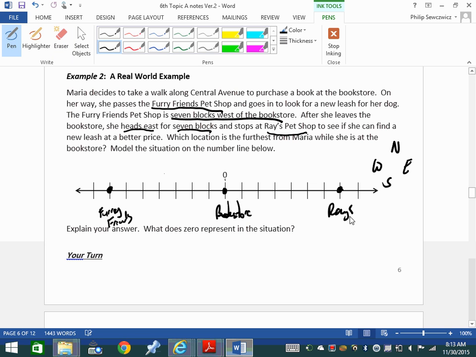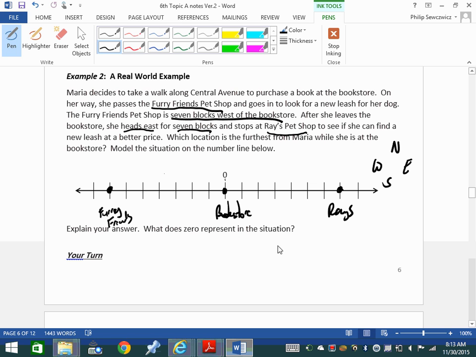This is one of those problems where you have to go back and forth. She decides to take a walk along Central Avenue to purchase a book. On her way, she passes Furry Friends and goes in to look for a new leash for her dog. Furry Friends is 7 blocks west, so that's 7 there. After she leaves the bookstore, she heads east. I'm not thrilled with the wording, but we have to go back and forth and make sure things match up.